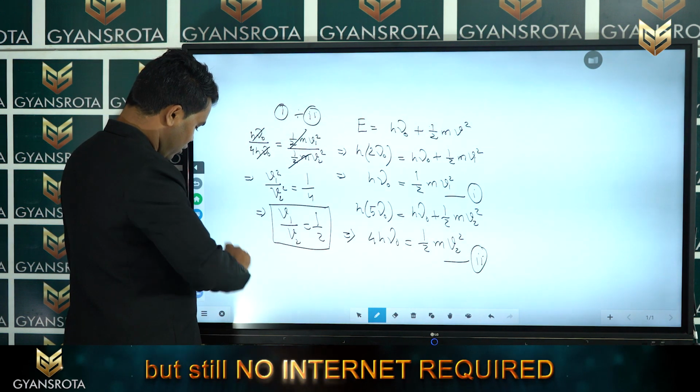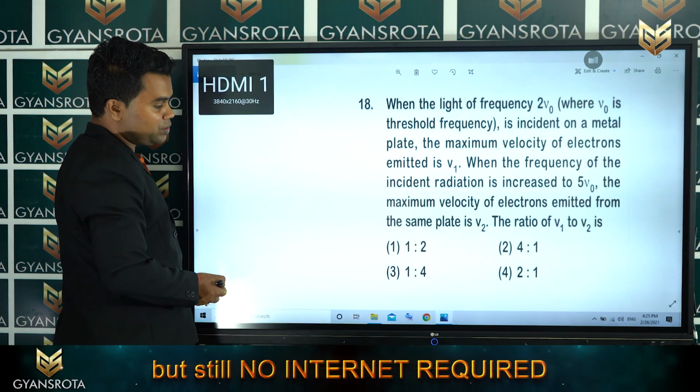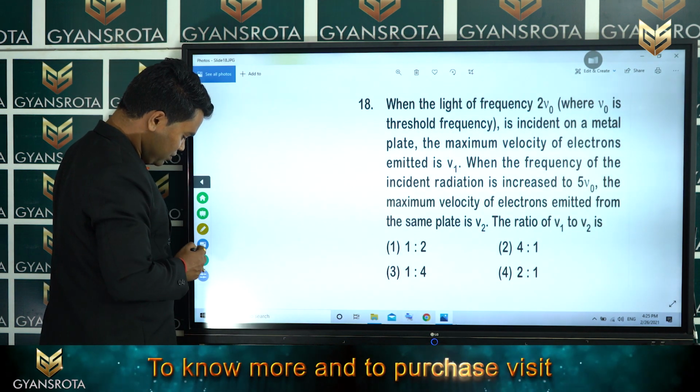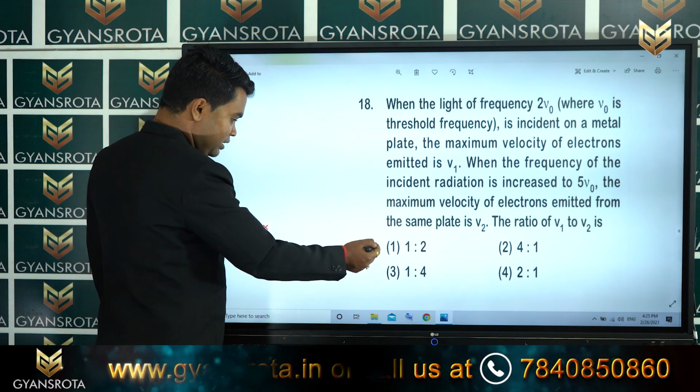Now look at the options. Remember, 1:2 is the answer. So your answer is number 1, that is 1:2. So I can click on it.